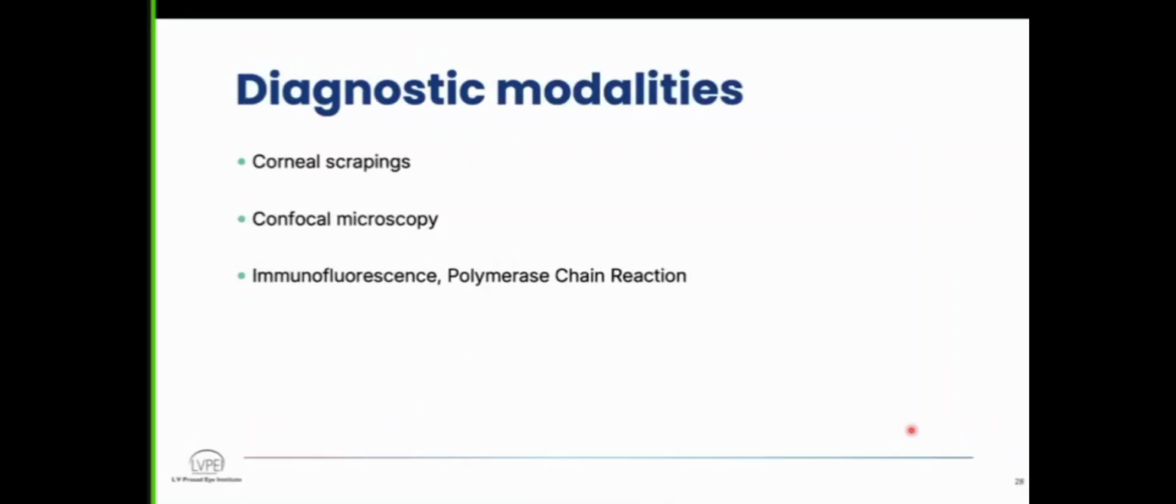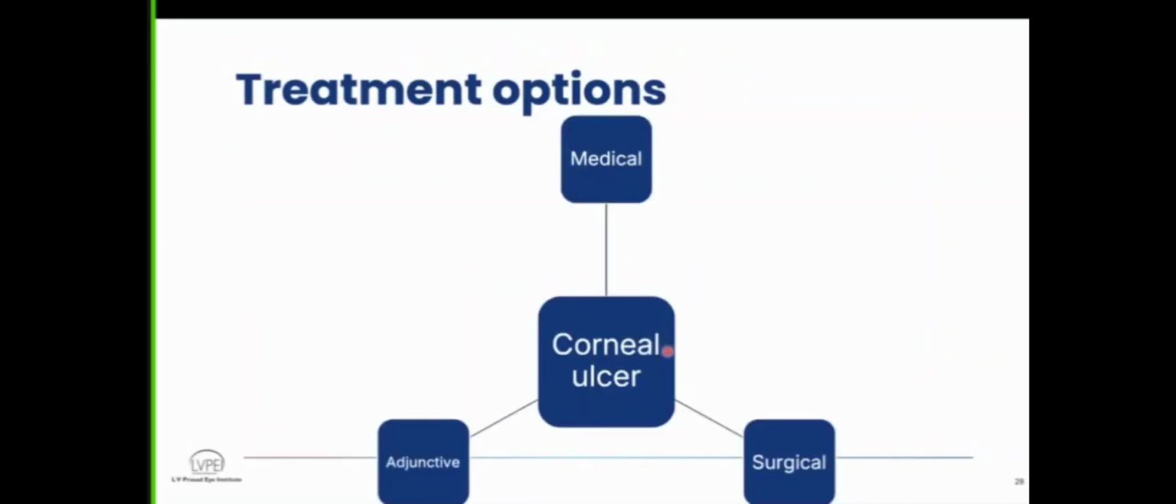So in most of these cases, we prove the organism using corneal scrapings. Sometimes we also use in vivo confocal microscopy if scrapings are not good enough. And we can use other advanced techniques like immunofluorescence or PCR, as it is known, to diagnose viral keratitis. But the diagnosis predominantly is based on your clinical findings, and the diagnostic modalities are mainly for confirmation.